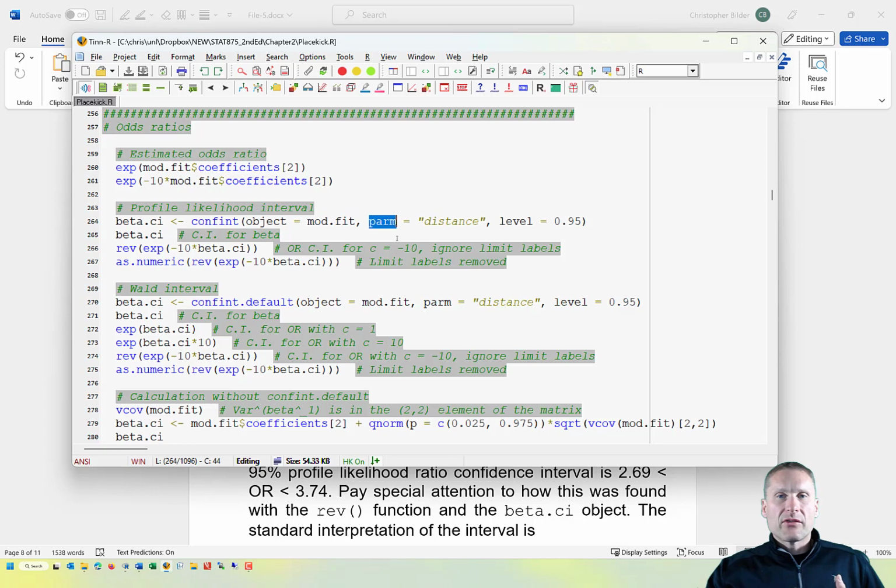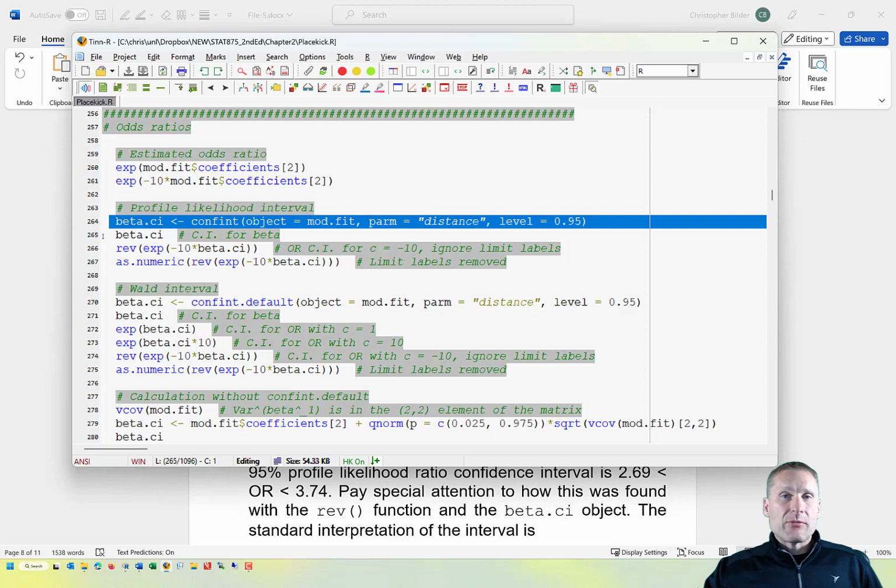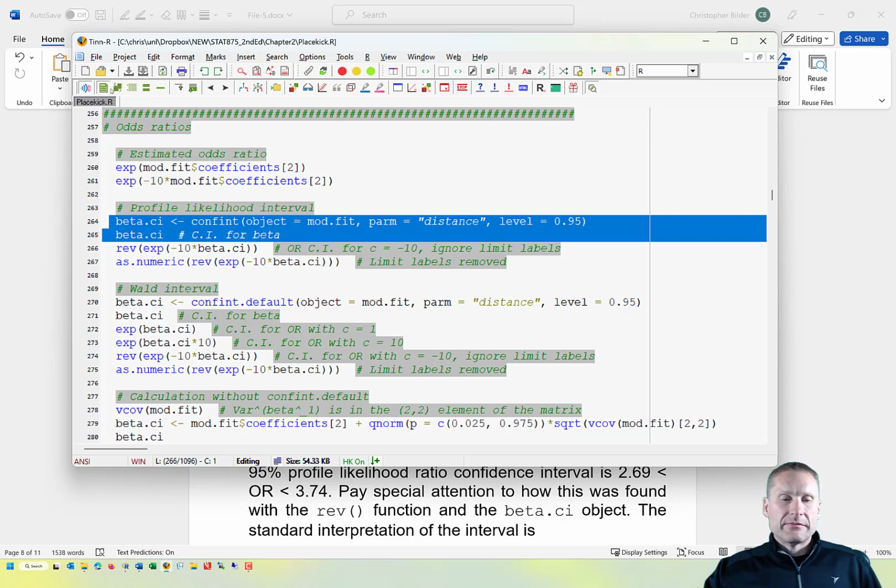Parm corresponds to which regression parameter we are trying to find a confidence interval for. I want to find the one corresponding to the distance variable in my data set. So this name here has to match what is actually displayed in the results for mod.fit. Then level equal 0.95, meaning I want a 95% interval. I'm going to put the results into an object called beta.ci.